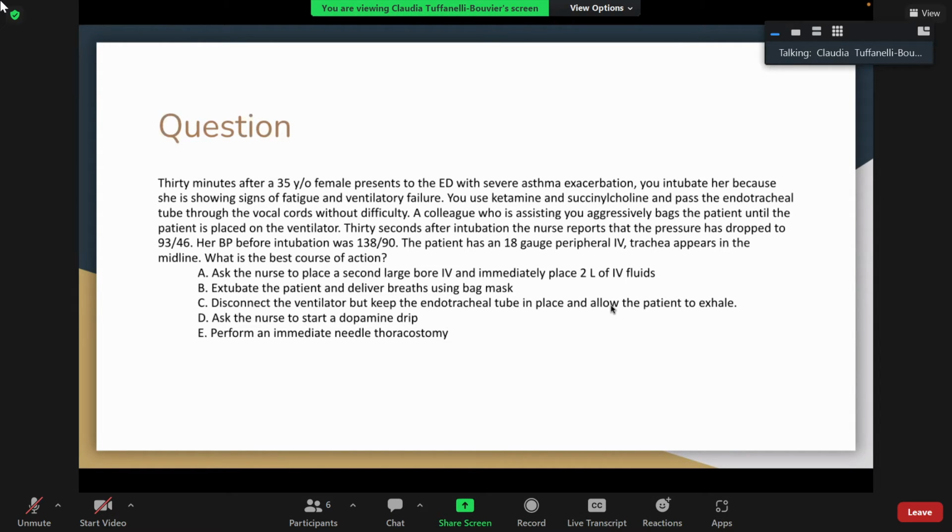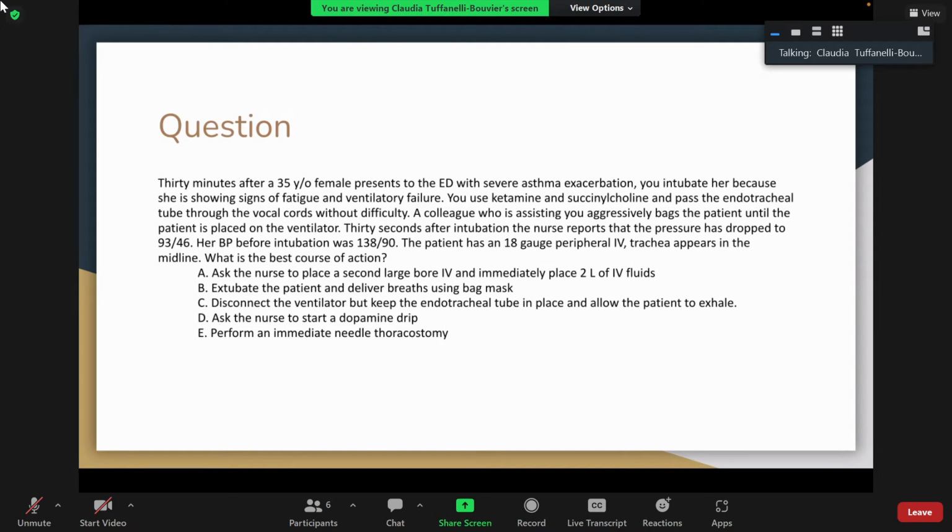So next question. 30 minutes after a 35-year-old female presents to the ED with severe asthma exacerbation, you intubate her because she is showing signs of fatigue and ventilatory failure. You use ketamine and succinylcholine and pass the endotracheal tube through the vocal cords without difficulty. A colleague who is assisting you aggressively bags the patient until the patient is placed on a ventilator. 30 seconds after intubation, the nurse reports that the pressure has dropped to 93/46. Her blood pressure before intubation was 138/90.